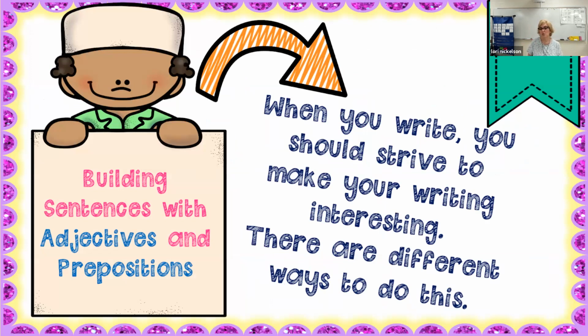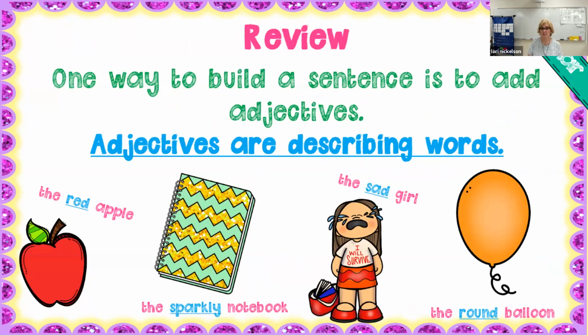So when you write, you should strive to make your writing interesting. There are different ways to do this. One way to build a sentence is to add adjectives. Adjectives are describing words, like the red apple. What describes the apple? Red. The sparkly notebook. What describes notebook? Sparkly. The sad girl. What describes girl? Sad. The round balloon. What describes balloon? Round.